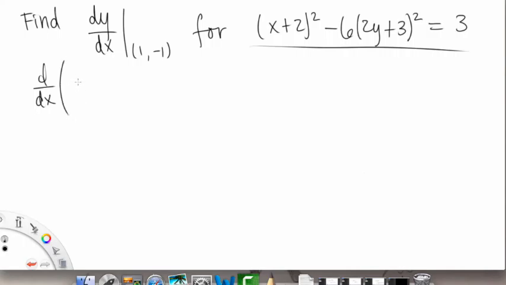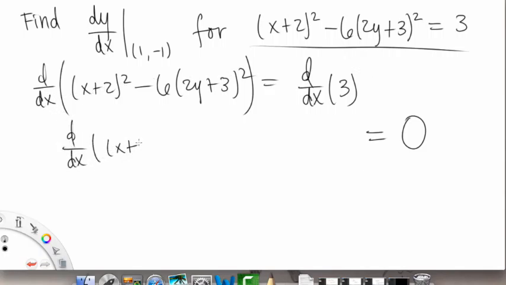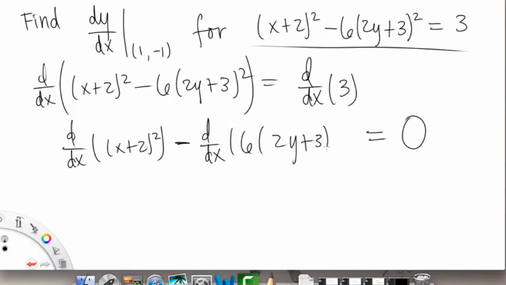So we're going to take d/dx of both sides, like so. I'm just going to copy that down here. That's for the left side, and the right side is just going to be d/dx of 3, which is already going to be 0. So the first thing is d/dx of (x + 2) squared, and then we have minus d/dx of 6 times (2y + 3) squared.